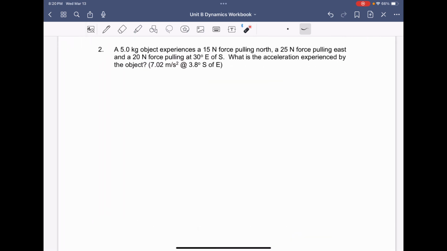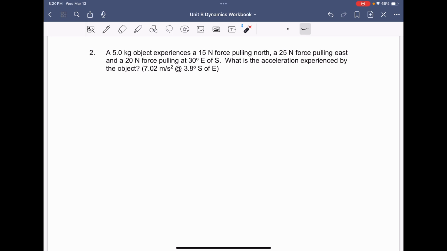Okay, now we're going to go on to example 2. Example 2 says that we have a 5 kilogram object that is experiencing a 15 Newton force north, 25 Newton pulling east, and then a 20 Newton force pulling 30 degrees east of south. What is the acceleration experienced by the object?